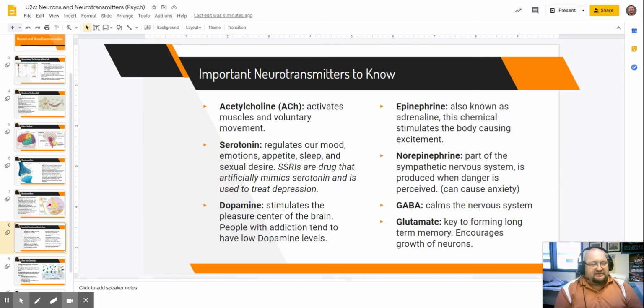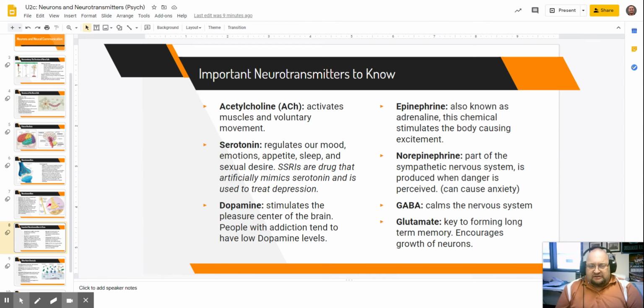Dopamine is the part that gets our brain really excited, right? It's when dopamine's going, like if you're at a concert and you hear your favorite band playing and your heart's beating really hard and you're so excited you can't sit still, your body is being pumped full of dopamine. This triggers the pleasure center of the brain, right? This is what causes you to get super excited and have the best day of your life, right?